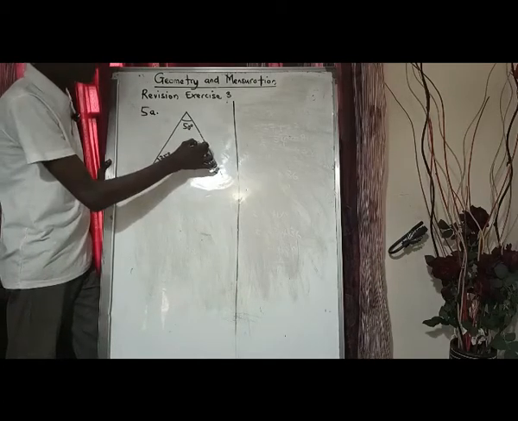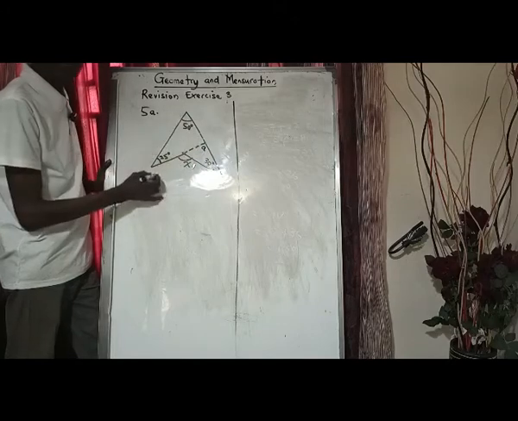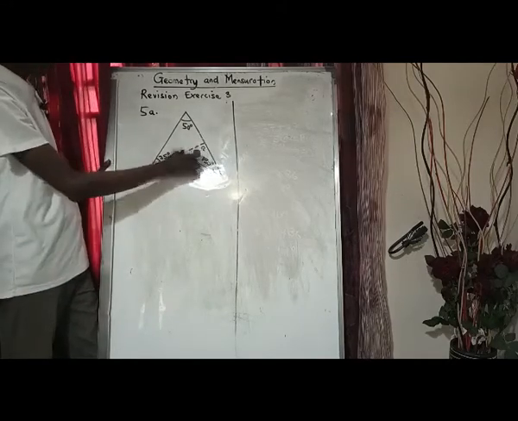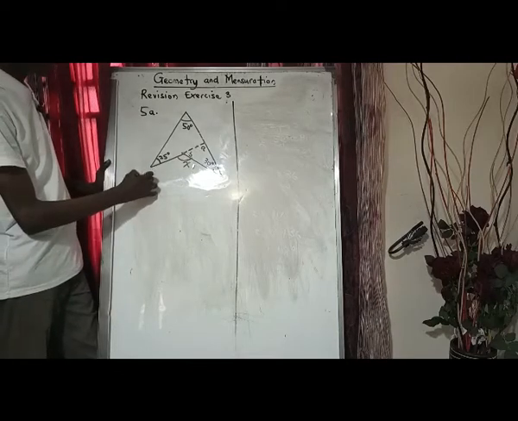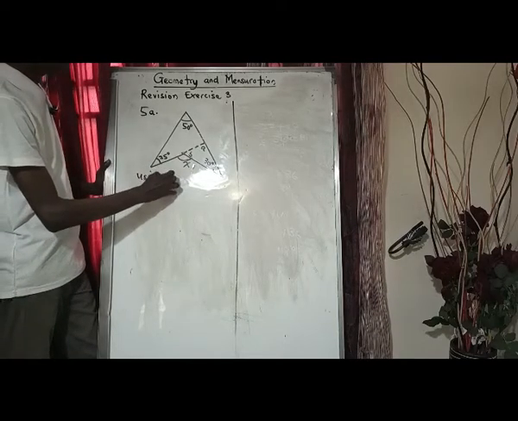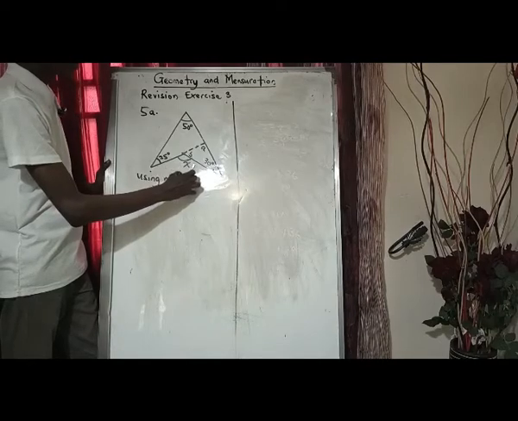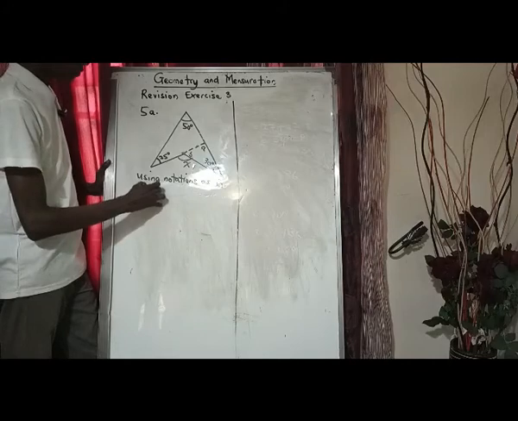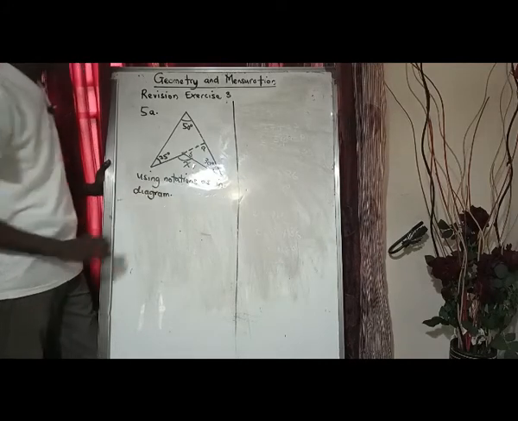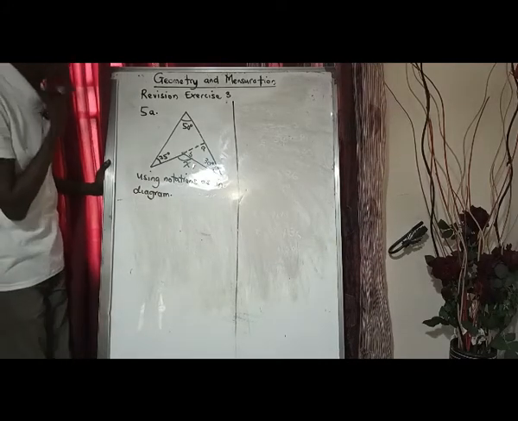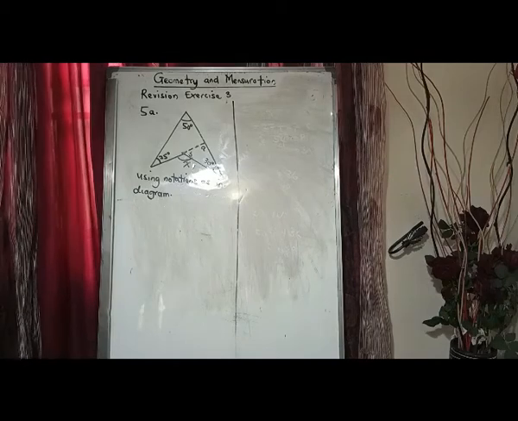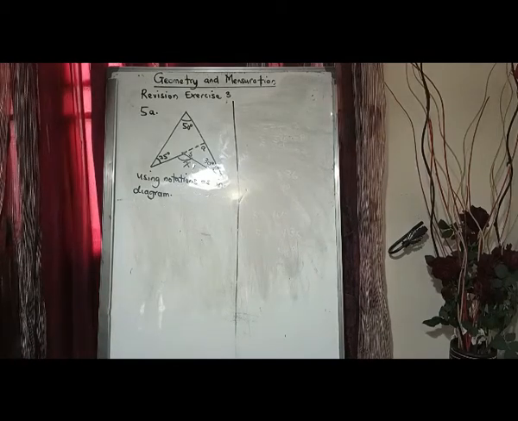So I'm interested in angle A. I'm interested in angle what? B. A and what? B. So using notations, as a diagram, now watch what's going to happen here. The property of two opposite interior angles equal to the exterior angle is something you must remember.